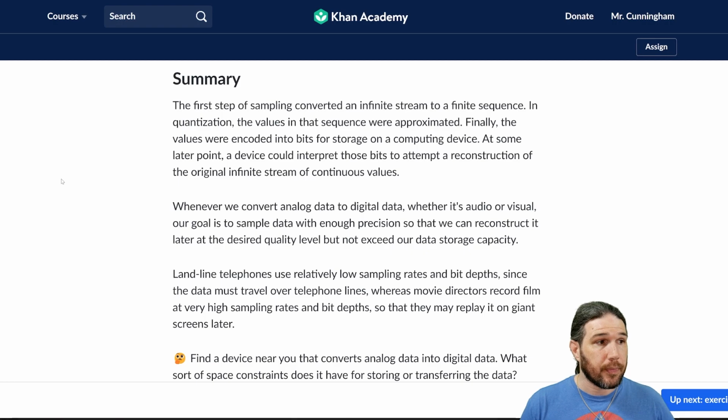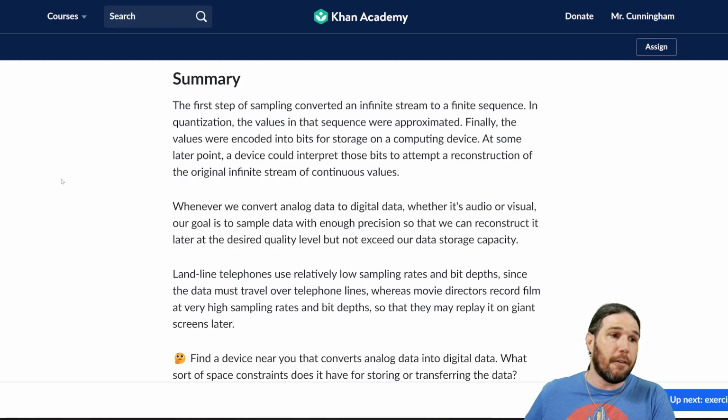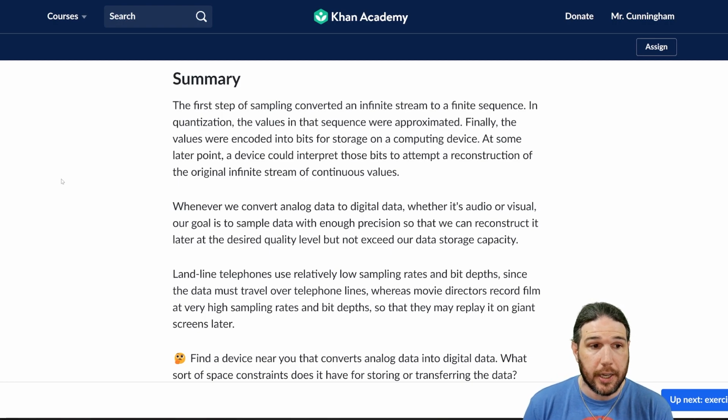Okay, so here's a summary. The first step of sampling converted an infinite stream to a finite sequence. In quantization, the values in that sequence were approximated, they were rounded. Finally, the values were encoded into bits for storage on a computing device. At some later point, a device could interpret those bits to attempt a reconstruction of the original infinite stream of continuous values. Whenever we convert analog data into digital data, whether it's audio or visual, our goal is to sample data with enough precision so that we can reconstruct it later at the desired quality level, but not so much that it exceeds our data storage capacity.